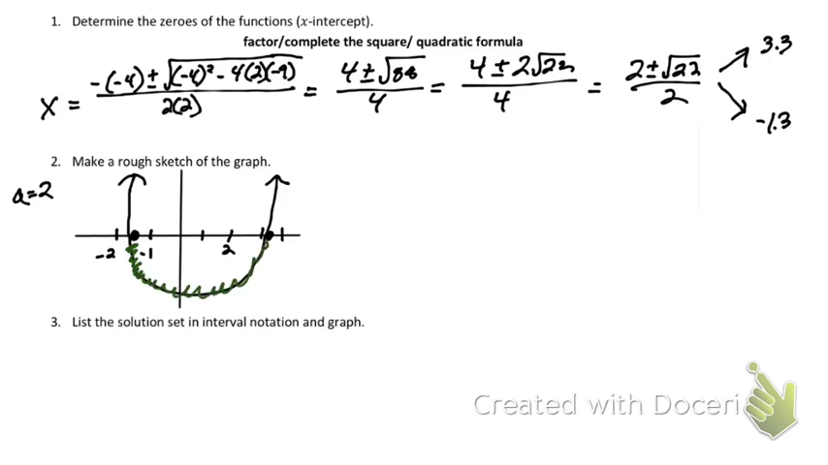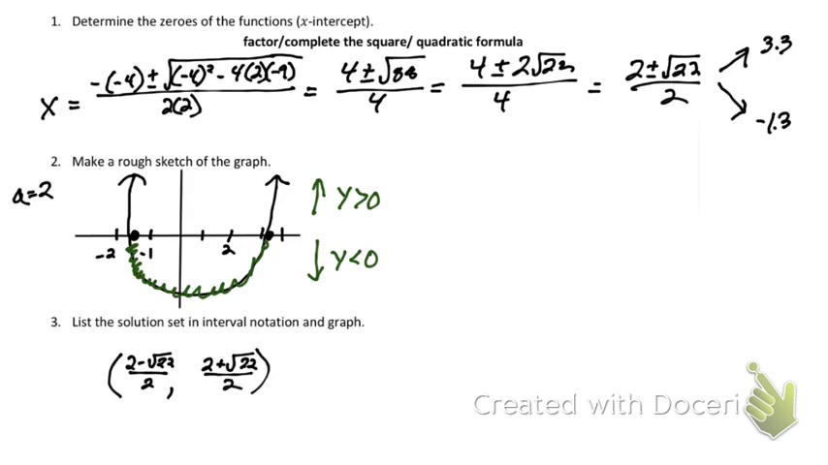That's where it's negative. Once again, anything that green going down is where y is less than 0. Anything up here would be where y is bigger than 0. They're looking for less than 0, so I shade in this section. And our interval notation is between the 2 points. So our lower endpoint would be 2 minus the square root of 22, over 2. And our upper end would be 2 plus the square root of 22, all over 2.